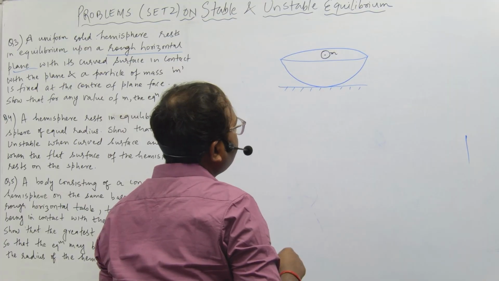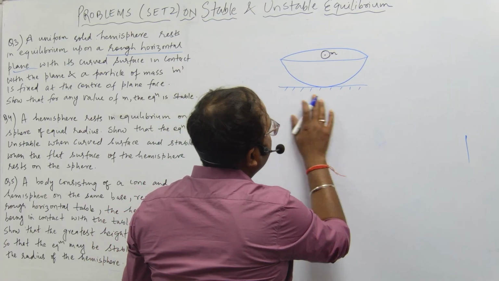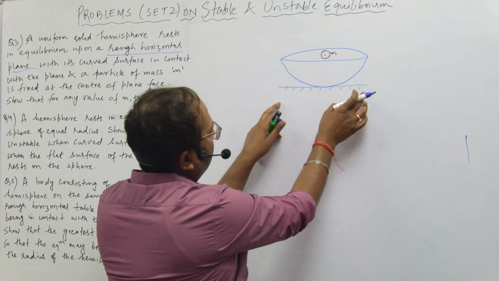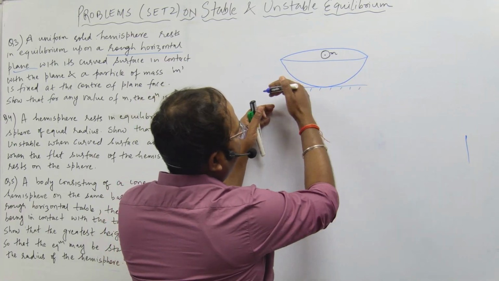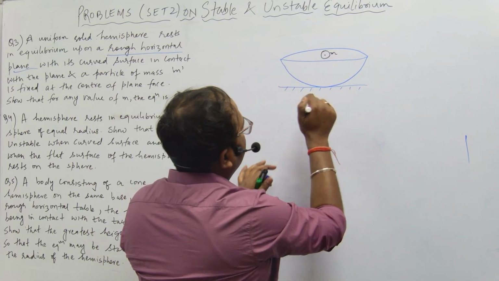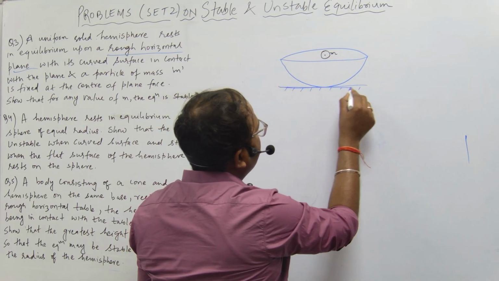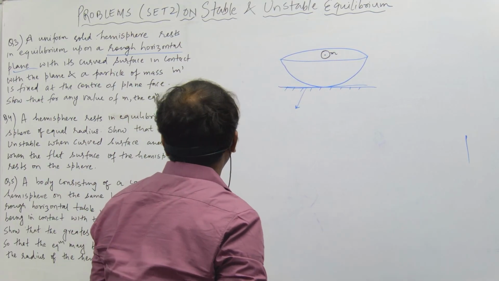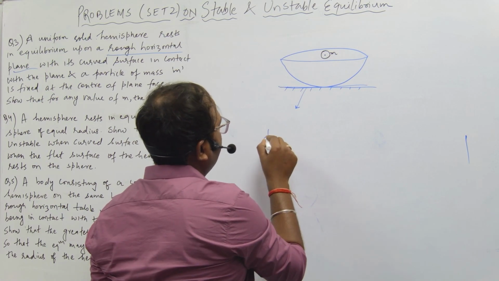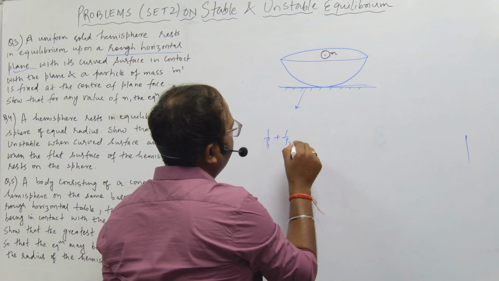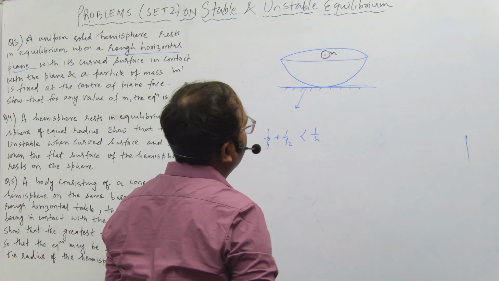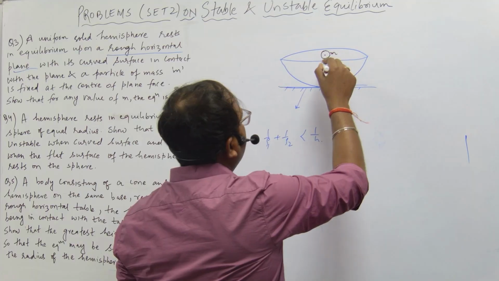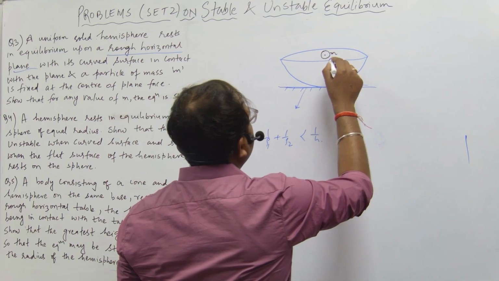So we have considered this plane surface, which is the upper body, and this is the lower body. So in this particular case, the condition for stable equilibrium is 1 upon rho 1 plus 1 upon rho 2 is less than 1 upon h. Rho 1 is the radius of curvature of the upper body. So let us take the radius as r.